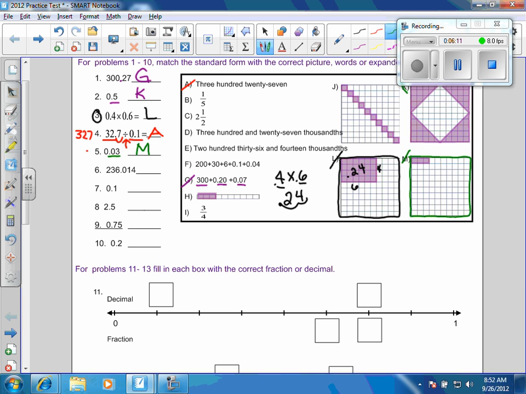Sammy, what about number 6? So E, 236. So far so good. 236. And that's the decimal point. This is tenths, hundredths, thousandths. So 14 thousandths. Perfect. E. So we'll cross E out.